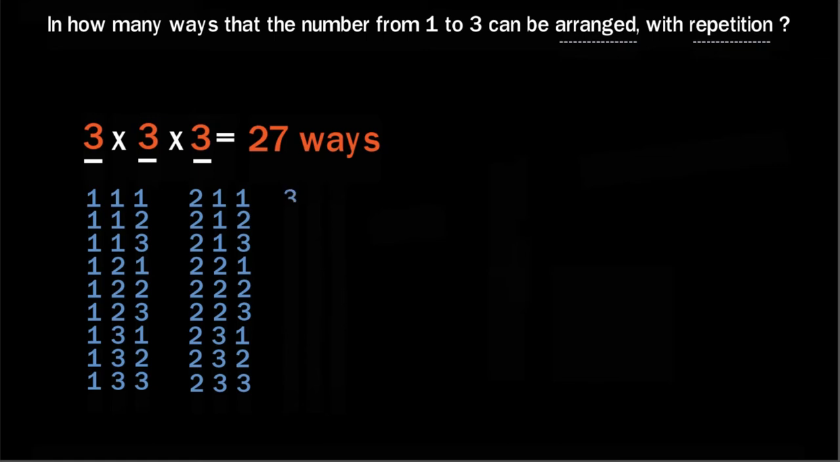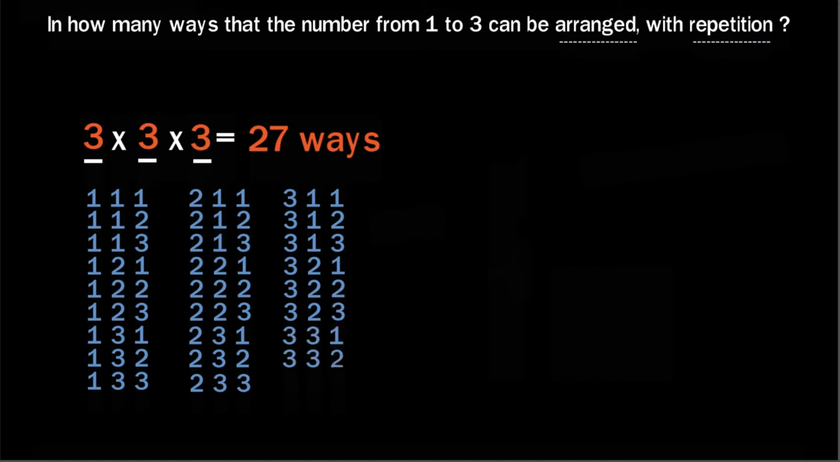So the next one will be 3, 1, 1, 3, 1, 2, 3, 1, 3, 3, 2, 1, 3, 2, 2, 3, 2, 3, 3, 3, 1, 3, 3, 2, 3, 3, 3. So you count the total possible arrangements here. You can see that there are also 27 ways of doing this.